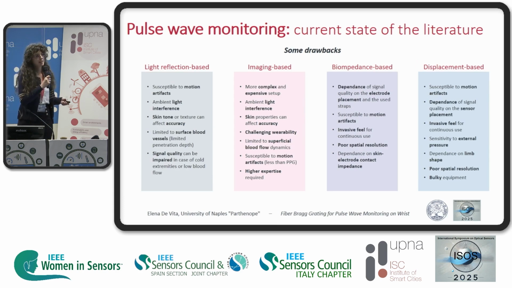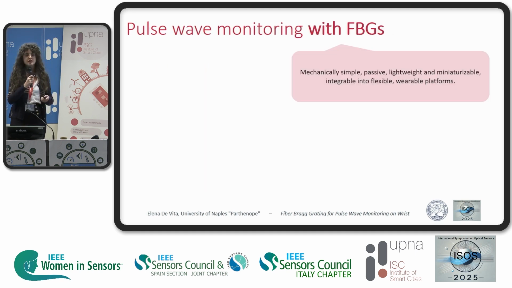Of course, all these techniques present advantages, but also limitations. For example, photoplethysmography is strongly affected by the light of the environment or the skin tone and texture. Imaging-based techniques can be more complex and expensive. And bioimpedance and displacement-based methods typically offer poor spatial resolution and can also be quite intrusive for the patients. So all these considerations lead us to use FBGs for this purpose.